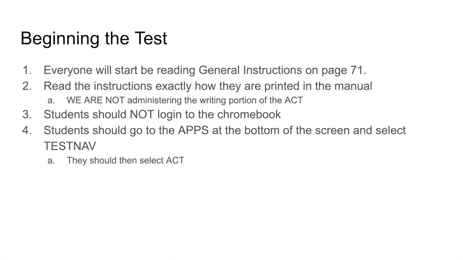So, beginning the test, everyone will start reading general instructions on page 71. Once you begin reading these instructions, the secondary proctor can walk around to make sure that students are following along. Read the instructions exactly how they are printed in the manual. We are not administering the writing portion of the ACT. Students should not log into the Chromebook. Students should go to the apps at the bottom of the screen and select TestNav. And then they should select ACT.